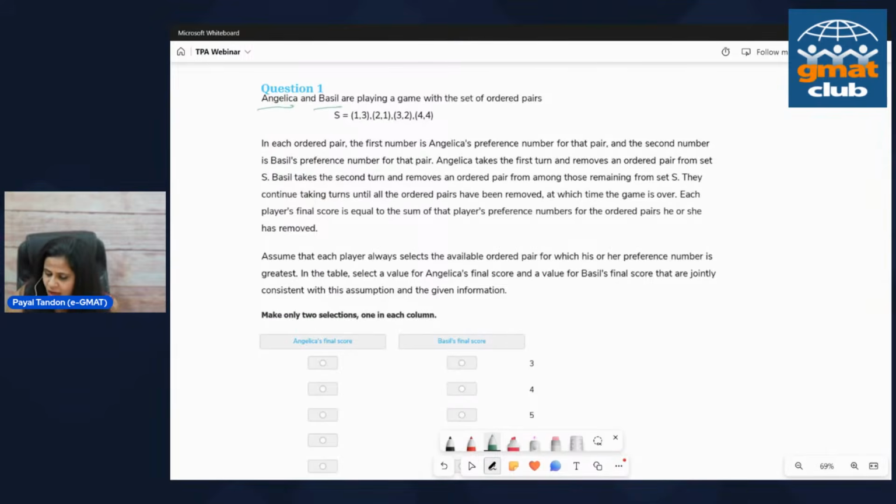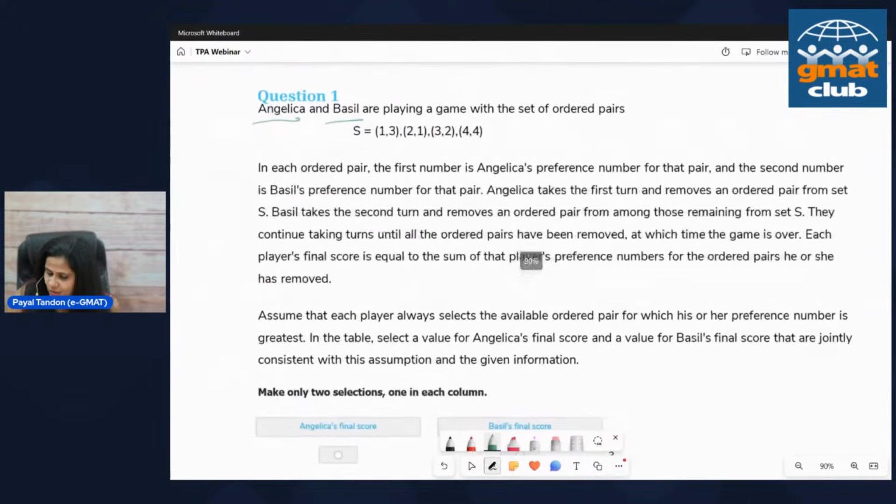Angelica and Basil are playing a game with this set of ordered pairs. Now, whenever I see these ordered pairs, I understand that the sequence here will not change. So 1 3 is not going to be 3 1, right? These are not interchangeable here. In each ordered pair, now there's some more information. The first number is Angelica's preference, which means that 1 will be A's preference. So each one of these, right? And then the second number is Basil's preference. So the second one will be Basil's preference. Okay, so I understand that. Now this is some game, right?